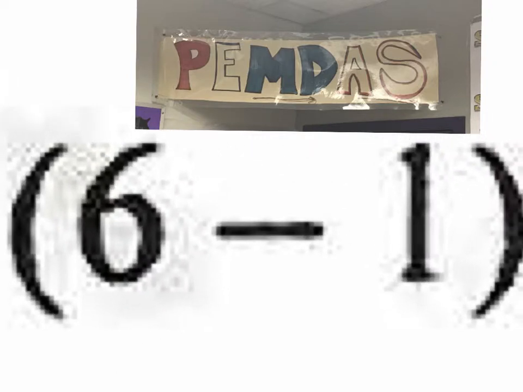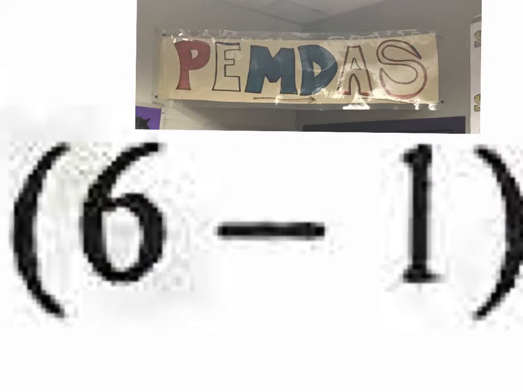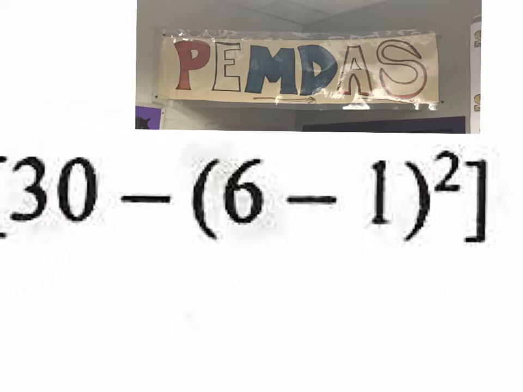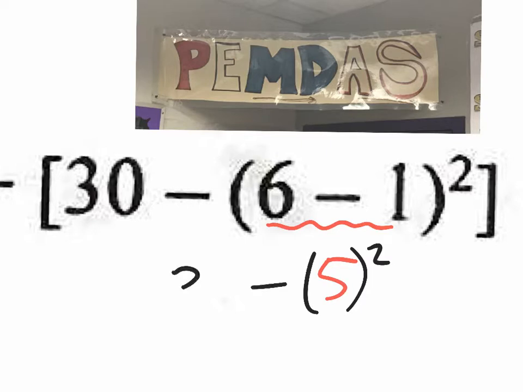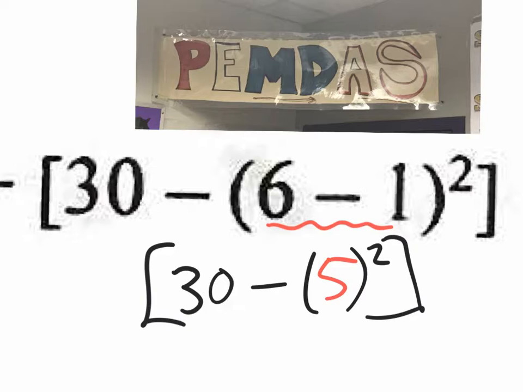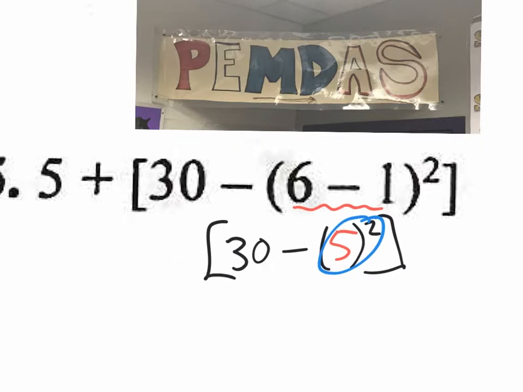So you're going to start with 6 minus 1, ignoring everything else, and 6 minus 1 is 5. So what I want to do is rewrite that 5. The 6 minus 1 is 5, and I'm going to rewrite everything the way it is. The minus sign, the 30, the bracket, and from there, I now have subtraction or exponents. What do I do next? Subtraction or exponents? Exponents. What's 5 squared? 25. So inside the brackets is 30 minus 25.